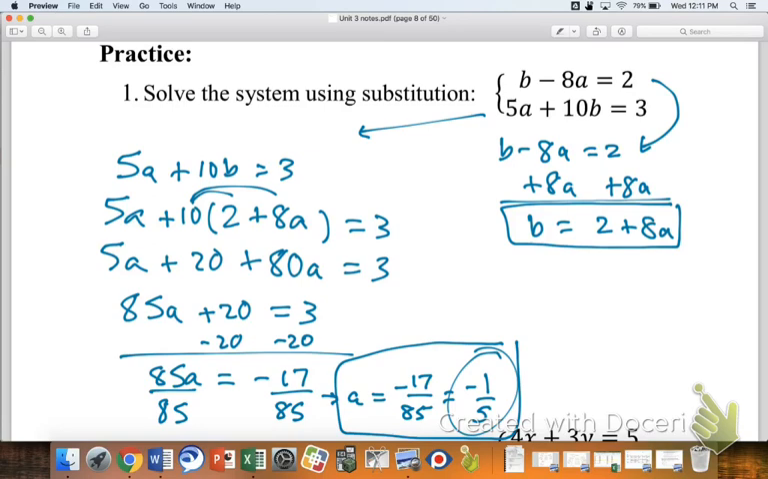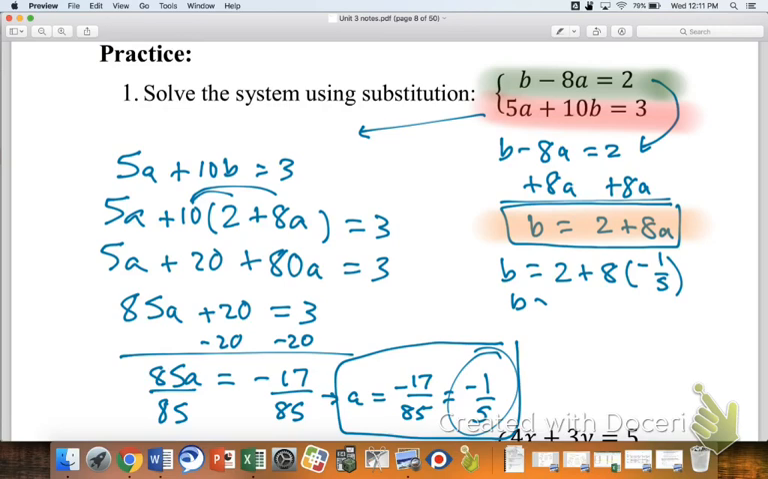Plug it in. Which equation would be the better one to plug into? I'll give you choices: the green one, the red one, or the orange one. Isn't orange the easiest? Yeah. Okay, so it's going to be b equals 2 plus 8 times negative 1/5. Some order of operations will get us home.